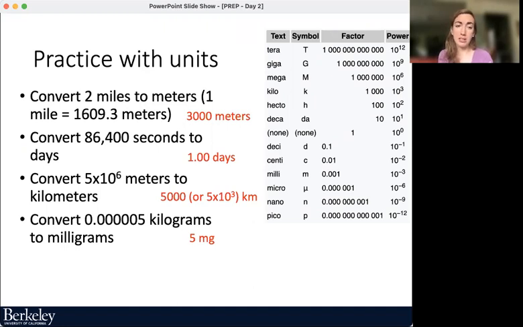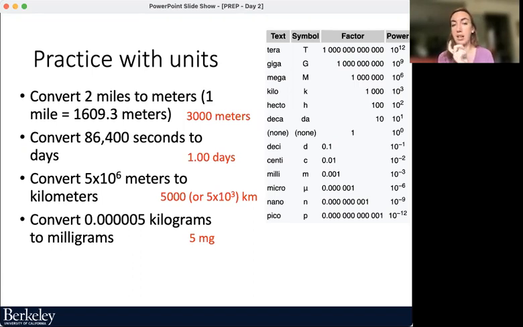Practicing with units. So converting 2 miles to meters, using that conversion factor of 1 mile equals 1609.3 meters. So the answer here is 3,000 meters. Now you might have gotten like 3,200, and I have rounded that down to 3,000, and I'll explain why when we talk about significant figures in a couple slides.